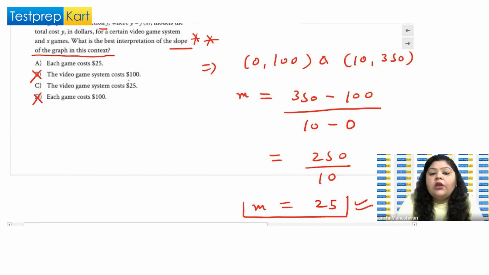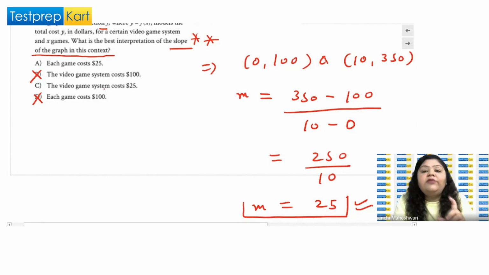Now I have two options, one is option A and one is option C. So we need to choose which one is correct. So how to choose that? See, on the numerical value of slope, we have rejected two incorrect options. Now in order to find the correct option, you have to understand the logical meaning of slope.